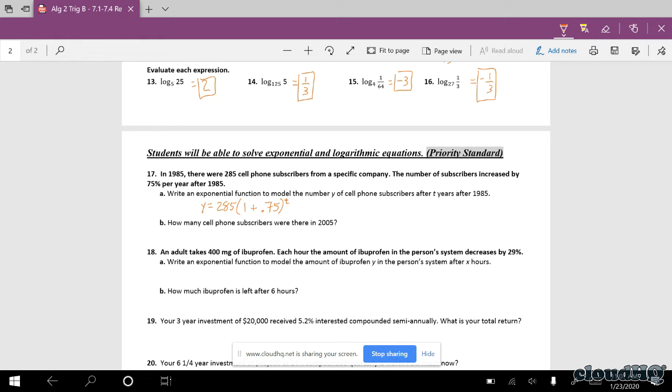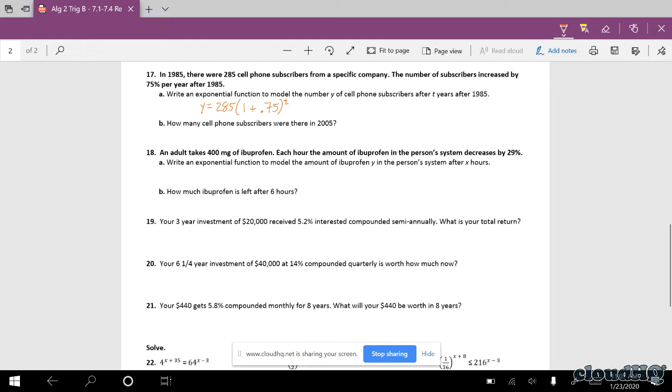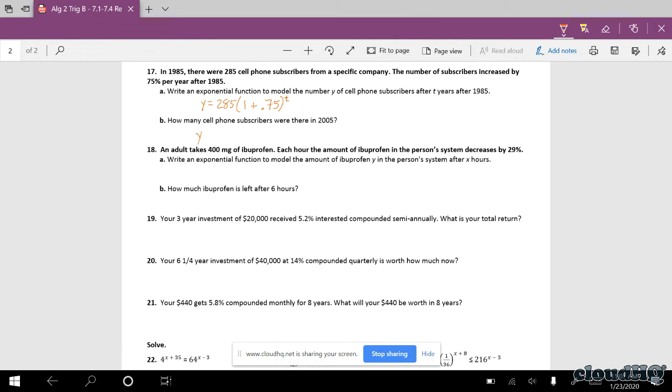So now use that model to predict the number of subscribers that there would have been in 2005. You didn't need to change that parenthesis to 1.75. You can leave it as 1 plus if you'd like, but if it's easy to do, maybe it's worth doing right there. So if time started in 1985 and now we're in 2005, 20 years have elapsed.